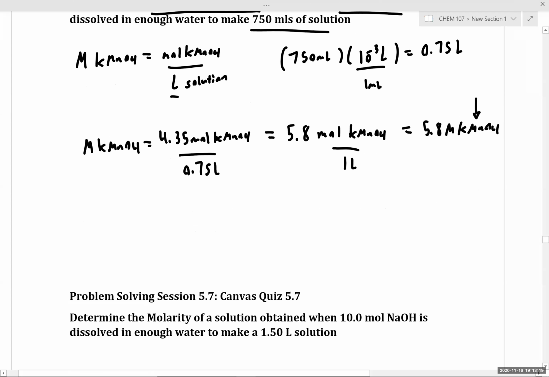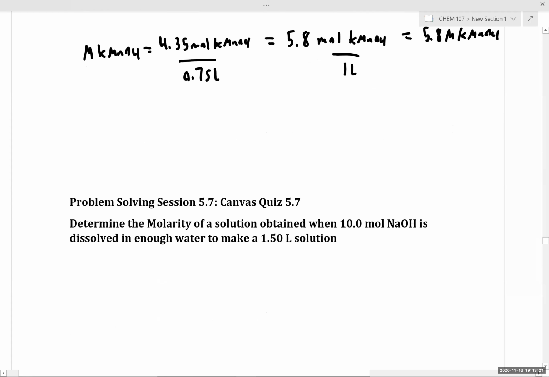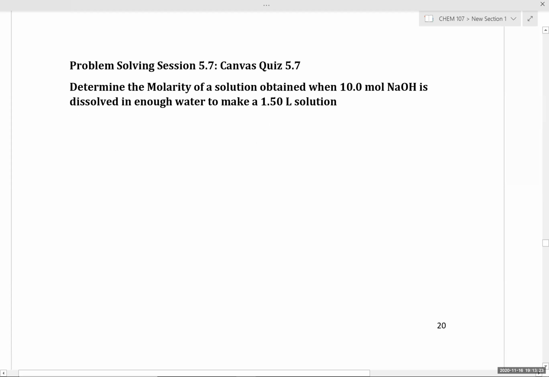Okay, so if we're comfortable with this example, let's move on and let's try to tackle the following. So in this case, I'd like you to determine the molarity of a solution when 10 moles of sodium hydroxide are dissolved in enough water to make a 1.50 liter solution. So let's work on this example for about 2 minutes. Let's try to see some responses in the chat or verbally, and then we'll discuss momentarily.